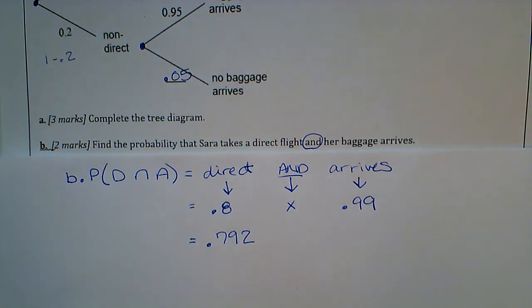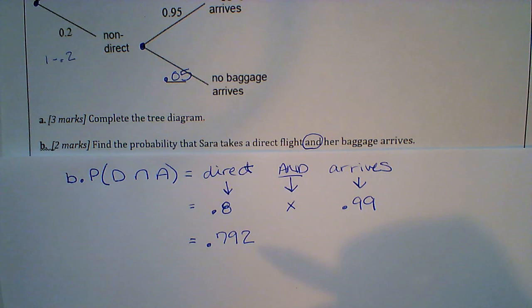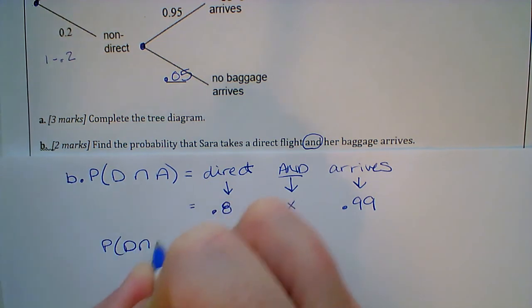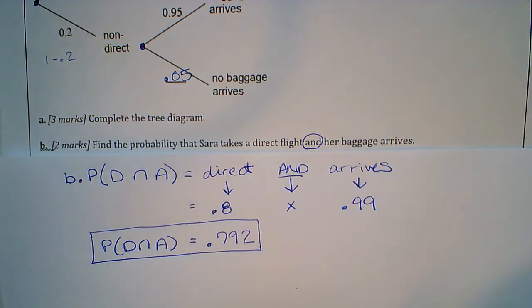Now, one thing I will say, in some of the previous videos, I've swapped back and forth between fractions and decimals. Generally speaking, if your probabilities are given to you in fractions, usually you leave things in fractions. If your probabilities are given to you in decimals, usually you leave things in decimals. So I'm going to leave this probability of direct flight and arrive like that. I'm not even going to mess with fractions. And that is my answer for part B.